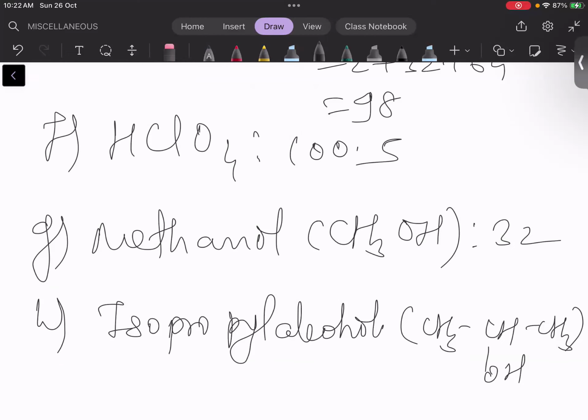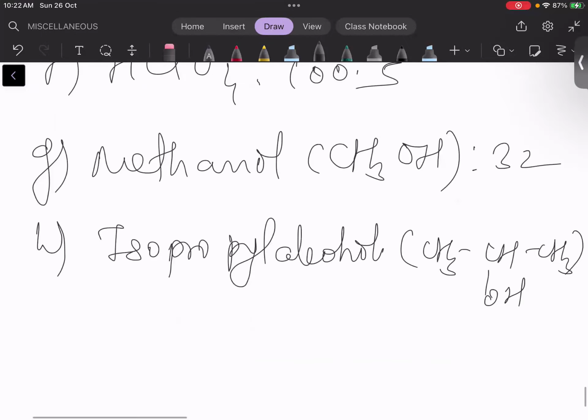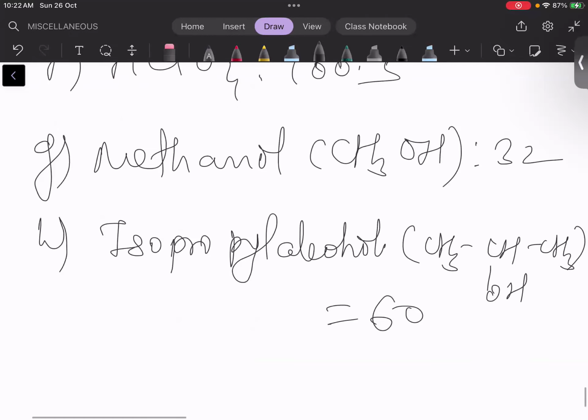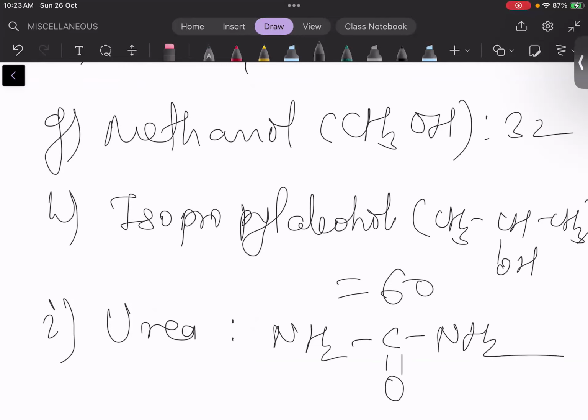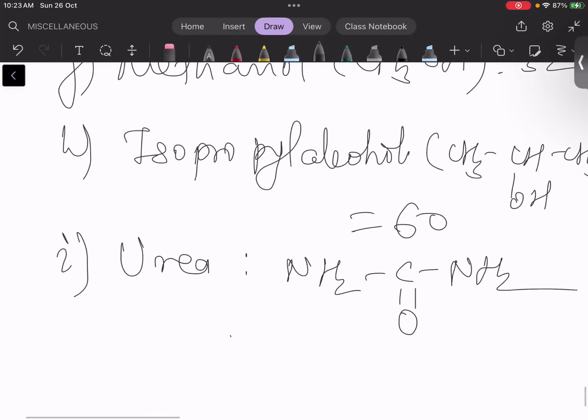Sixty. Very good. 60. Then urea, NH2, C double bond O, NH2. चलो कैलकुलेट करो. Nitrogen 14 है, oxygen 16, carbon. Also 60. Pardon? 60. Correct. Urea also 60. Is there any doubt to anybody about molar mass?